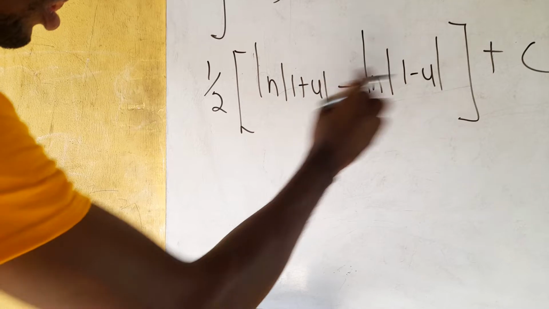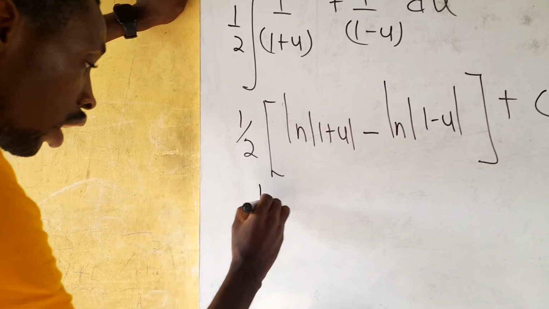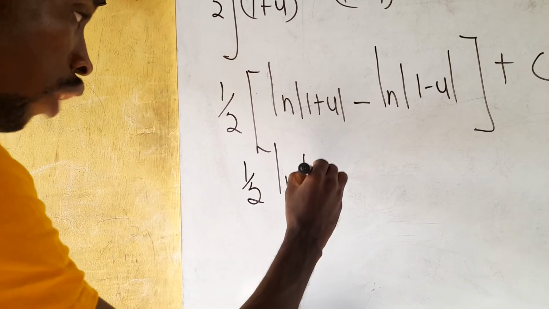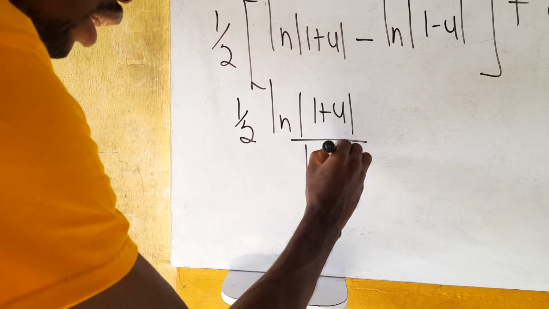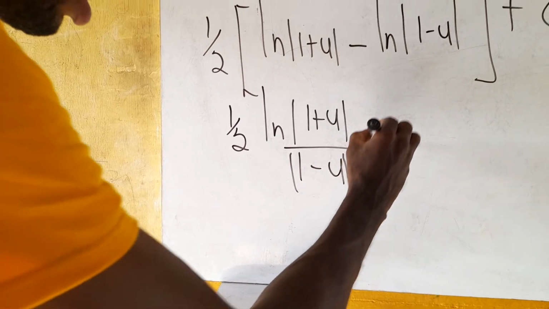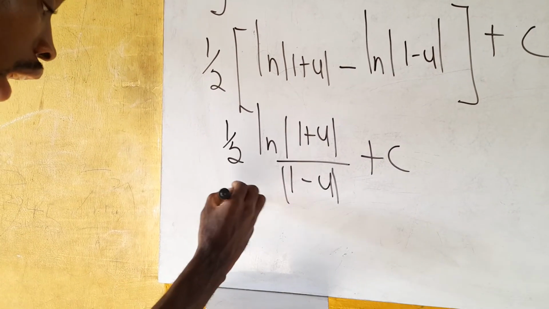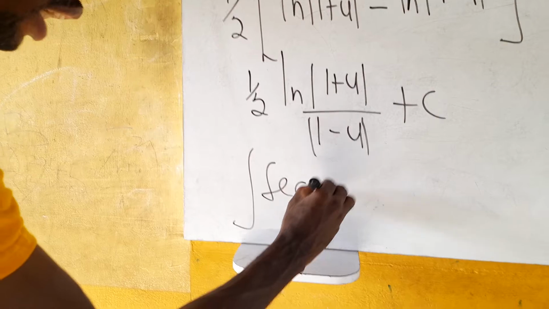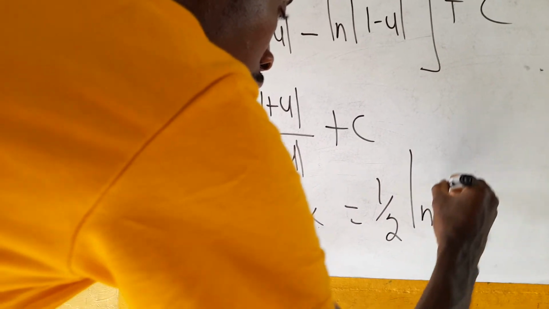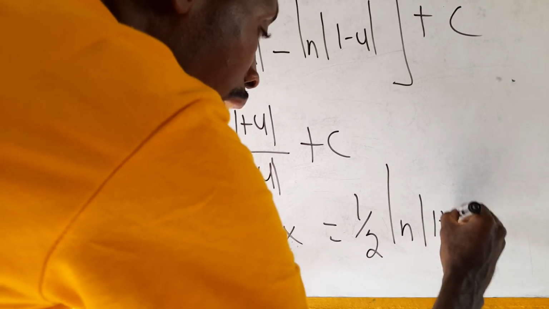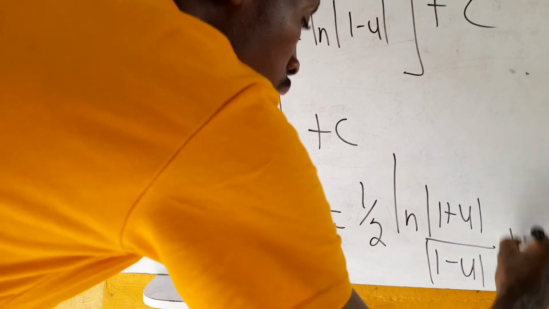Since this is a logarithm and it is subtractive, you can divide. So we say this is half ln absolute value of (1 plus u) over (1 minus u), then plus our c. So the integral of sec s ds is equal to half ln absolute value of (1 plus u) over (1 minus u) plus c.